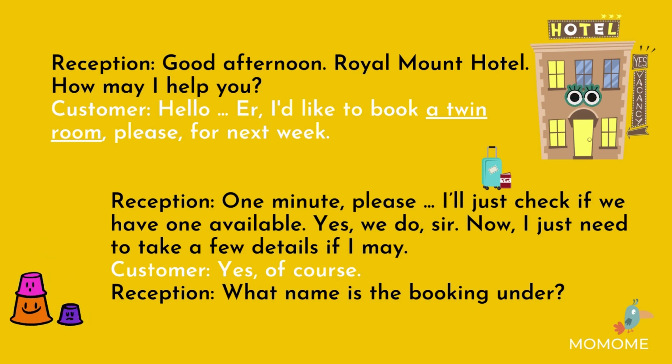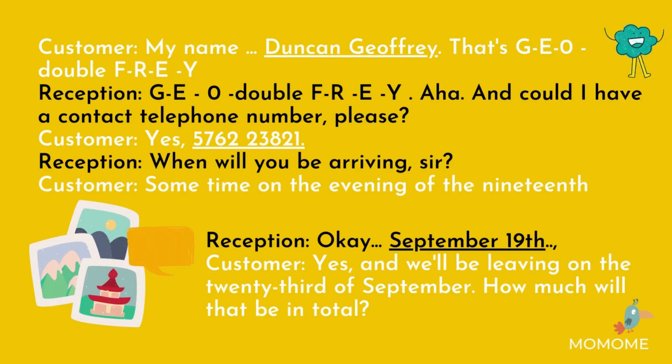Good afternoon, Royal Mount Hotel. How may I help you? Hello. I'd like to book a twin room, please, for next week. 1 minute, please. I'll just check if we have one available. Yes, we do, sir. Now, I just need to take a few details, if I may. Yes, of course. What name is the booking under? My name, Duncan Jeffrey. That's Geoffrey. Geoffrey. And could I have a contact telephone number, please?